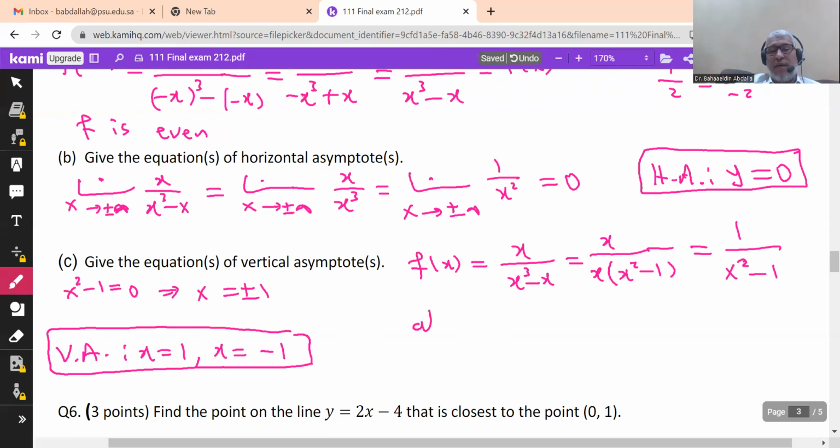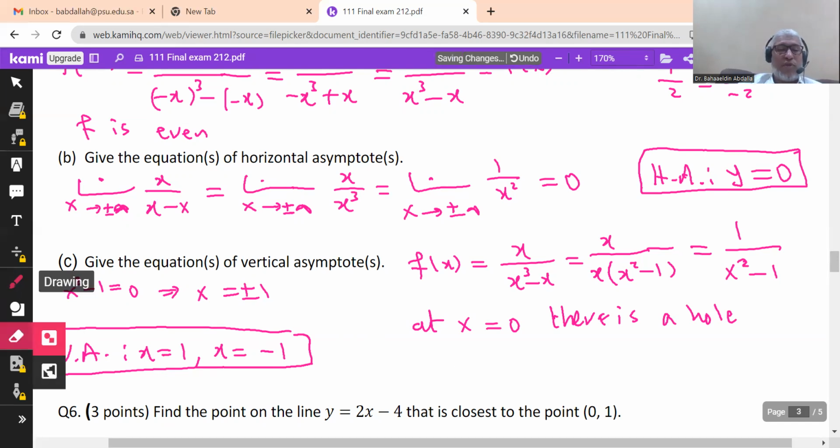Notice that at x equals 0, there is a hole and not a vertical asymptote, because 0 will make the numerator 0 and the denominator 0. If you replace x by 0, you will have 0 over 0 in the function. But 1 and -1 will make the denominator 0 and the numerator not 0. And that's the definition of the vertical asymptotes. So please pay attention to this point.